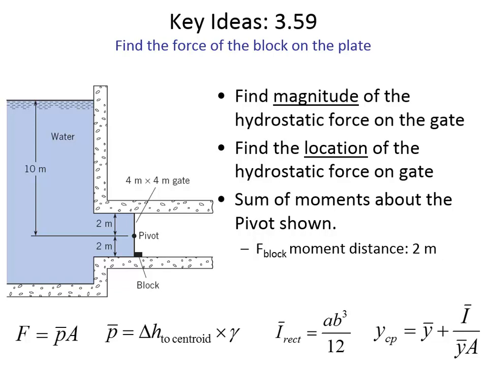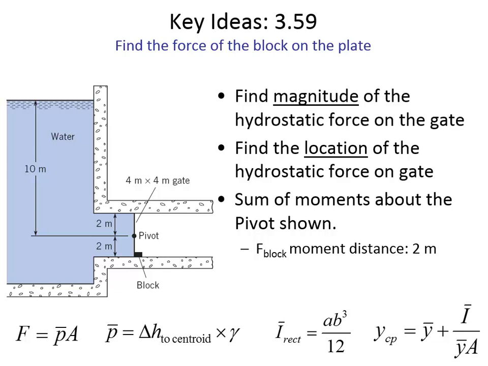And so on problem 359, it asks you to find the force of the block on the plate. You can see that if this block wasn't here, the gate would rotate open. And why would it rotate open if the pivot is at the center of area? Why is it that the hydrostatic forces would cause the gate to open? It's below the pivot. It's not right on the center.